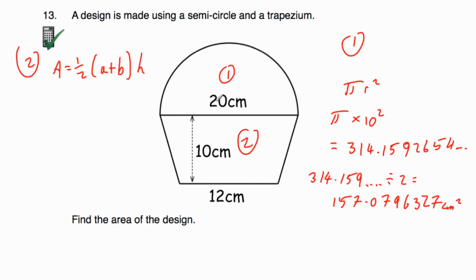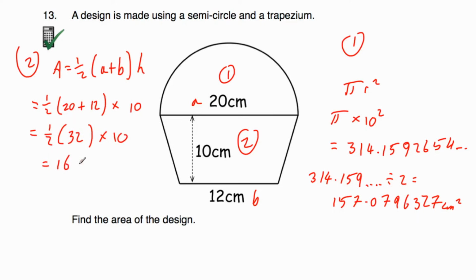Our a and b are our parallel sides. So a is going to be 20 and b is going to be 12. They're our parallel sides, and our height is going to be 10. That's the distance between them. So our area is equal to half a plus b, so it's going to be 20 plus 12 times by the distance between them, which is times by 10. So let's work that out. 20 plus 12 is equal to 32, so half of 32 times by 10. Half of 32 is 16 times by 10, and 16 times 10 is 160 centimeters squared.